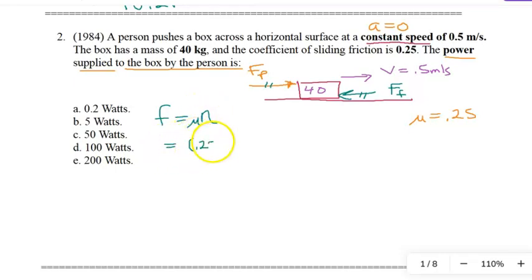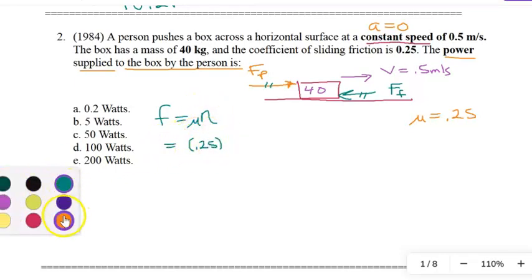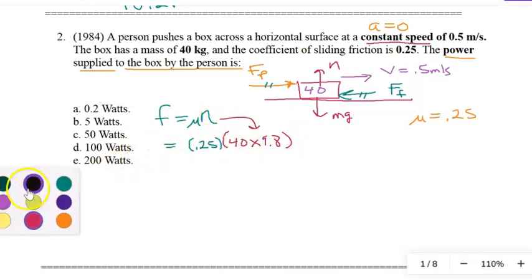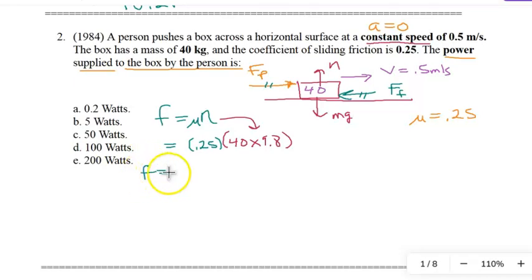So mu is 0.25. This is a boring problem, so you no longer have to say vertical column, forces are balanced, just so you know the normal equals the weight. So 40 times 9.8, that's your normal. So friction equals 98 newtons. So that means the person is 98 newtons.